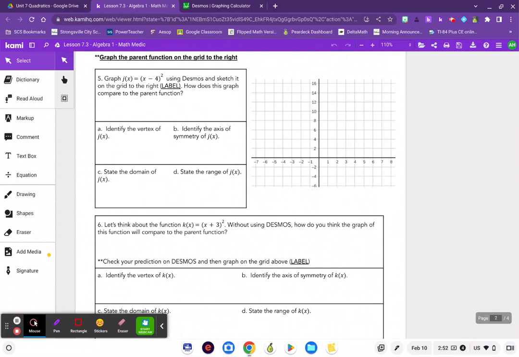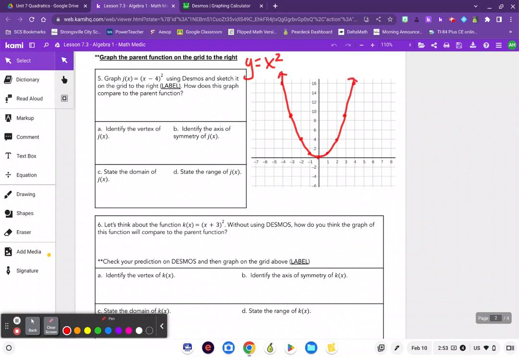All right, so at the top of this page, it says graph the parent function on the grid to the right. So we're going to go back and graph that parent function. I think I had it in red before. Remember that parent function is y equals x squared. So we've got 0, 0. We've got 1, 1, -1, 1. We have 2, 4, and -2, 4. We've got 3, 9, and -3, 9. And we have 4, 16, and -4, 16. Okay, so there's my parent function.